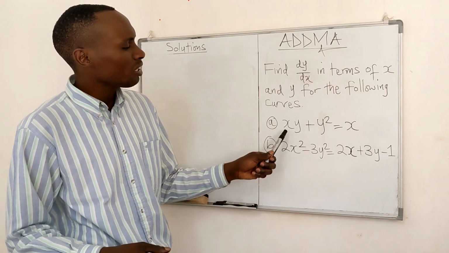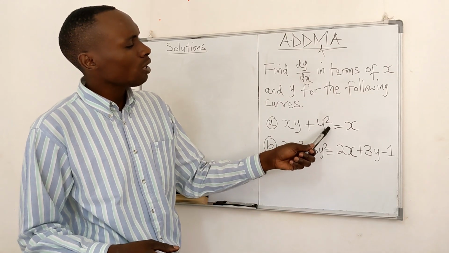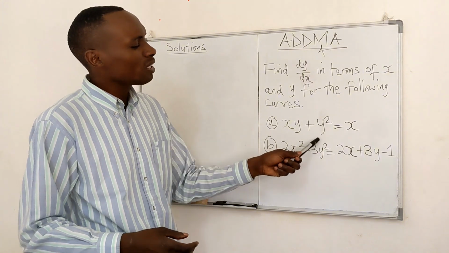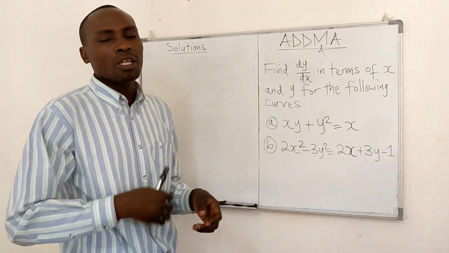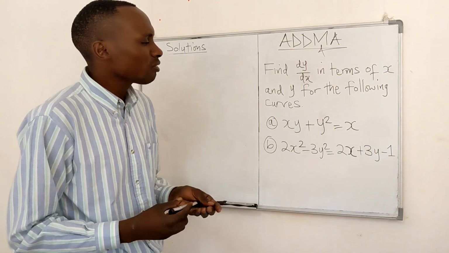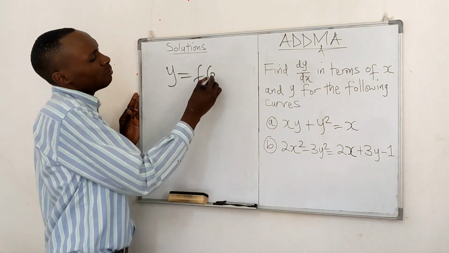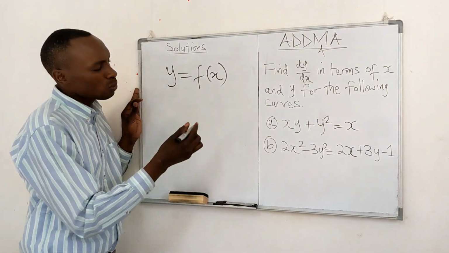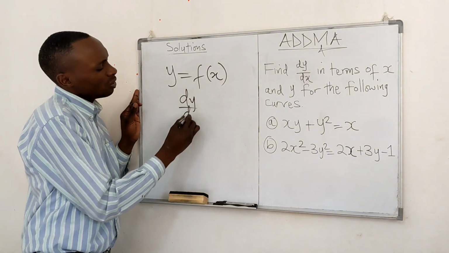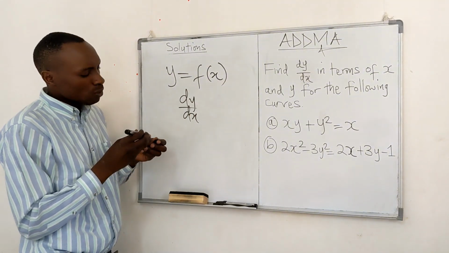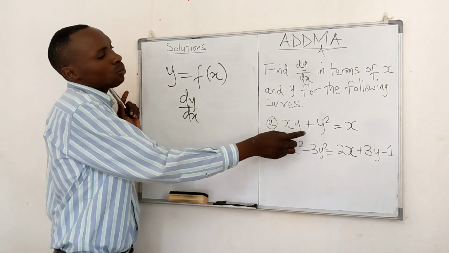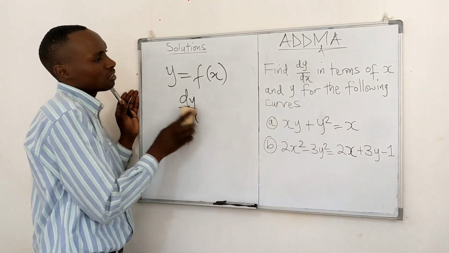Just look at the first one here: xy plus y squared equals x. We cannot completely factor out y to make it the subject of the formula. For explicit functions, this is where we have y expressed in terms of x, and for this one, it is very easy to find dy/dx. So now, how do we get dy/dx of such functions?